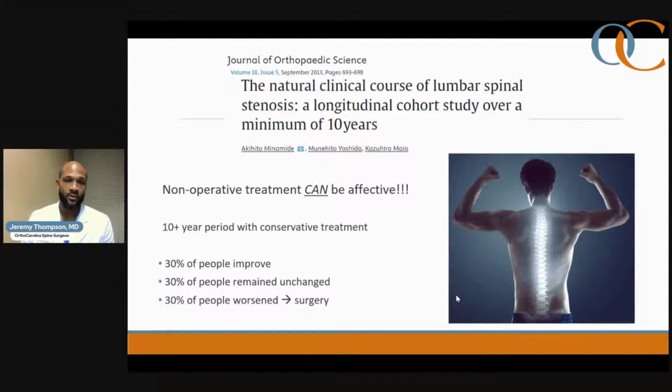So non-operative treatment can be effective. Just because you have lumbar stenosis and you have symptoms from it, it doesn't mean that you need surgery. In a study, the researchers looked at patients with lumbar stenosis and they followed them over 10 years. And they found that a third of people get better with non-operative treatment. A third of people have stable symptoms. They don't get any better or worse. And about a third of people do have worsening symptoms, and they tend to go on to need surgery.